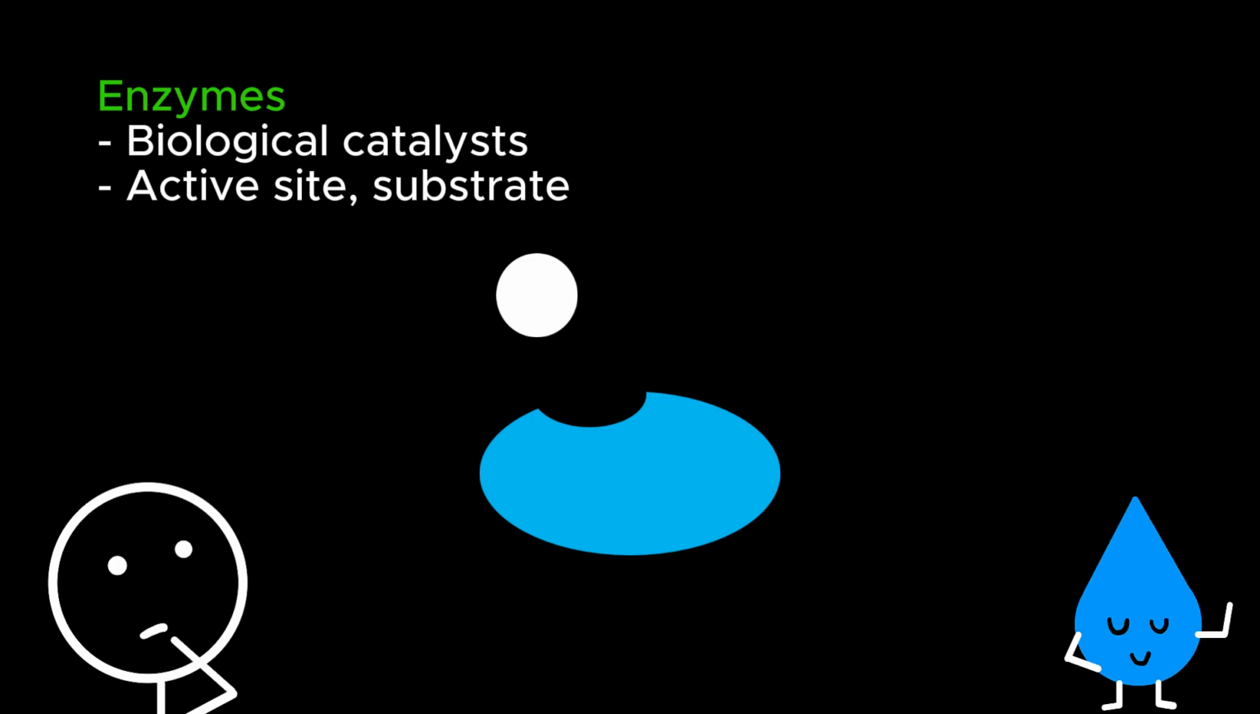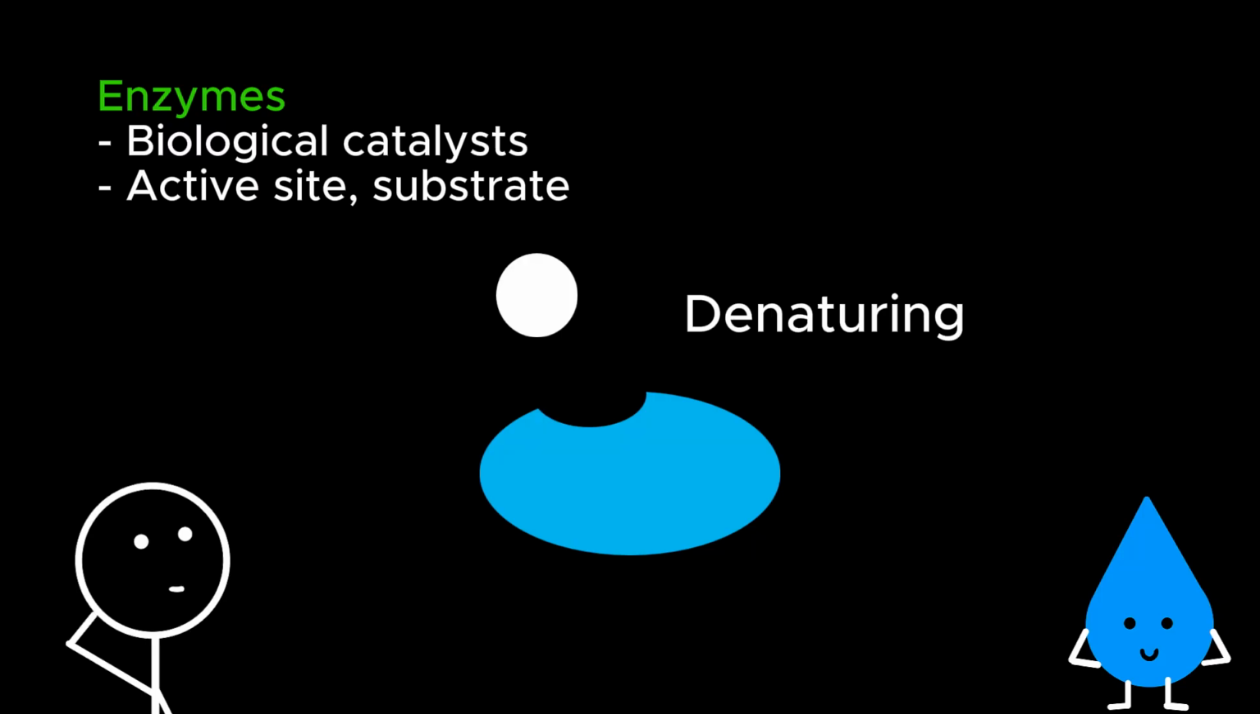Nice! And what do you call it when the enzyme loses its original 3D shape? Denaturing. Well done!